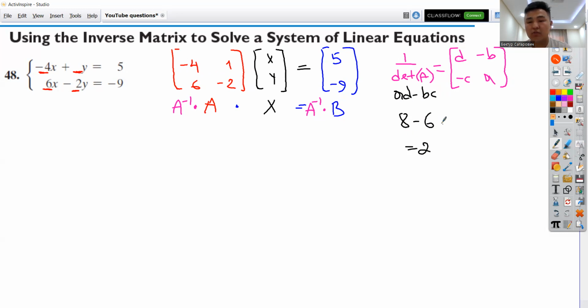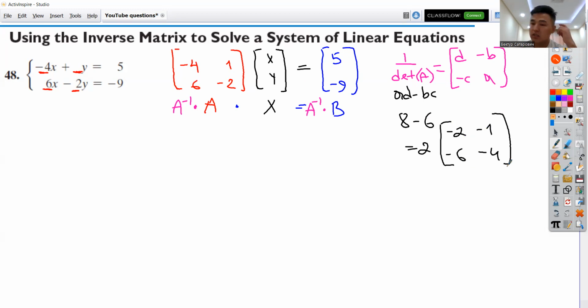Now I have to multiply this by 2, let me rewrite this. What is my D? My D is -2. What is my A? My A is -4. What is my B? B is 1, but I have a negative sign, so I'll put negative. And my C is 6, but of course I have to put the negative sign too.